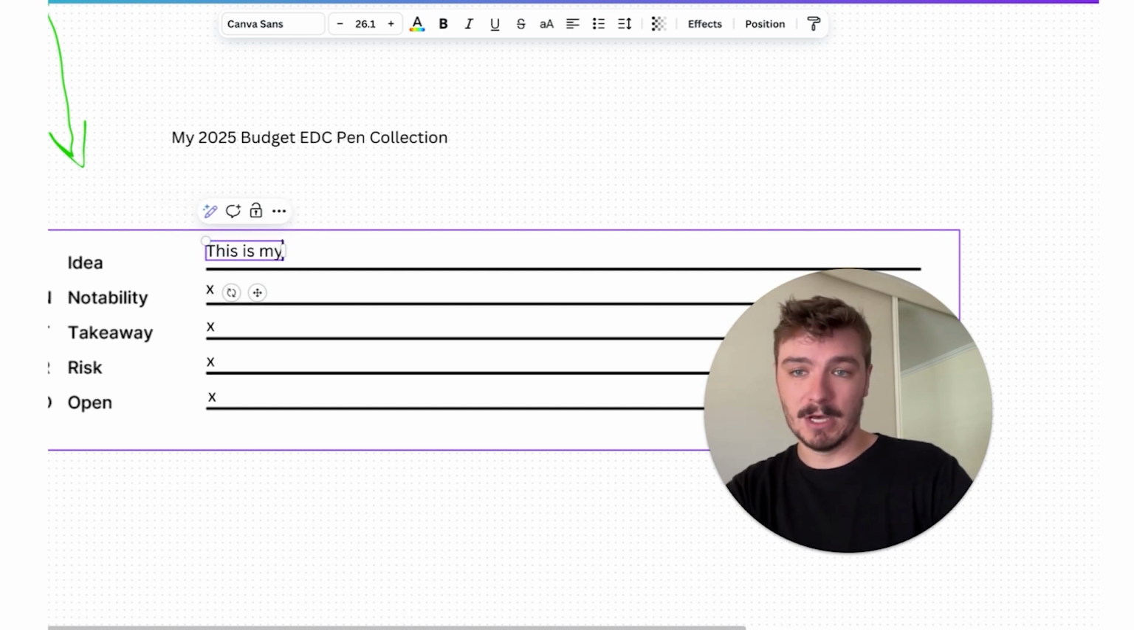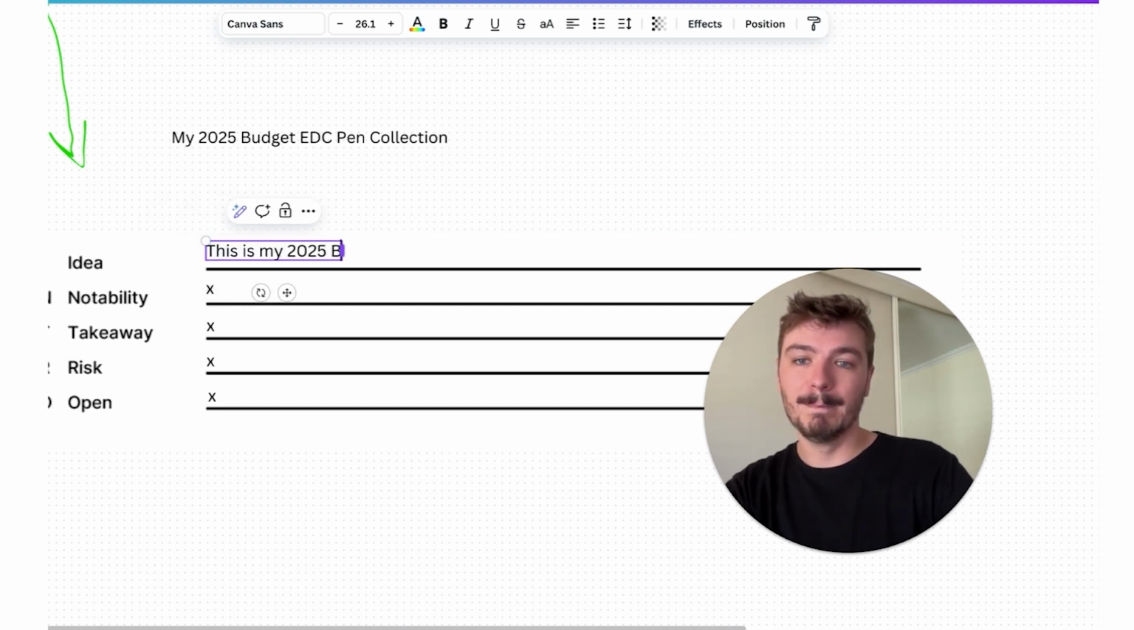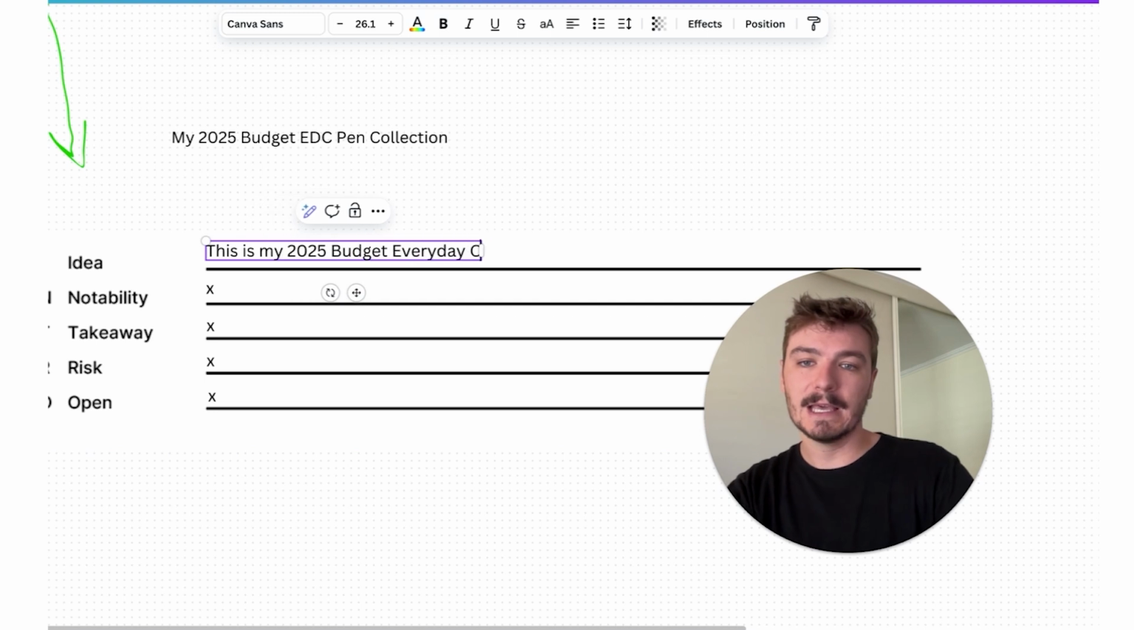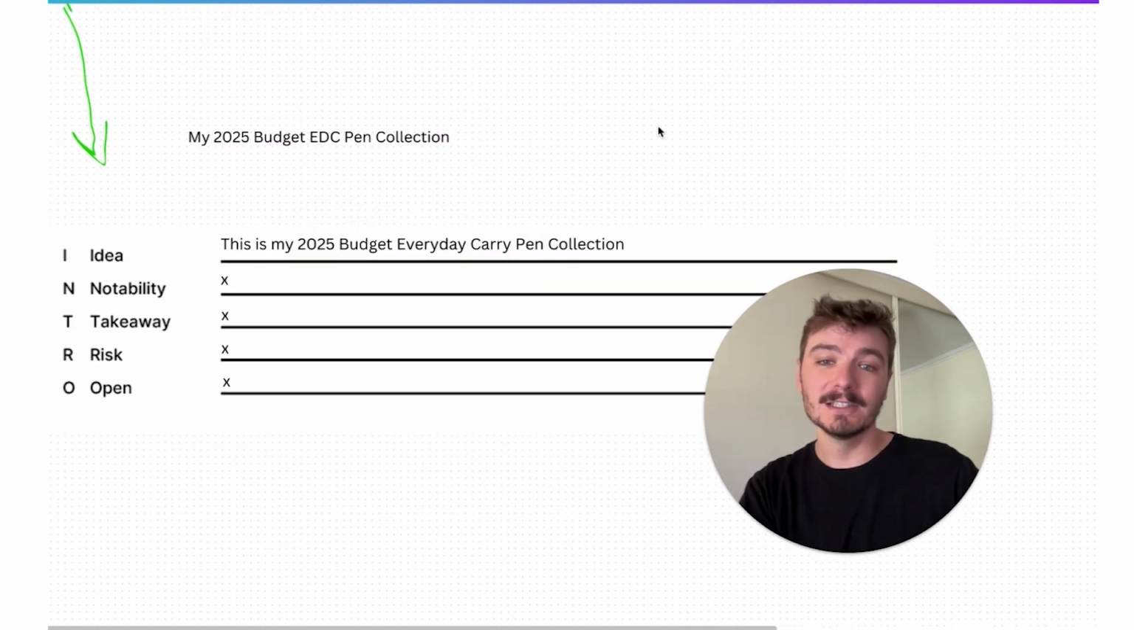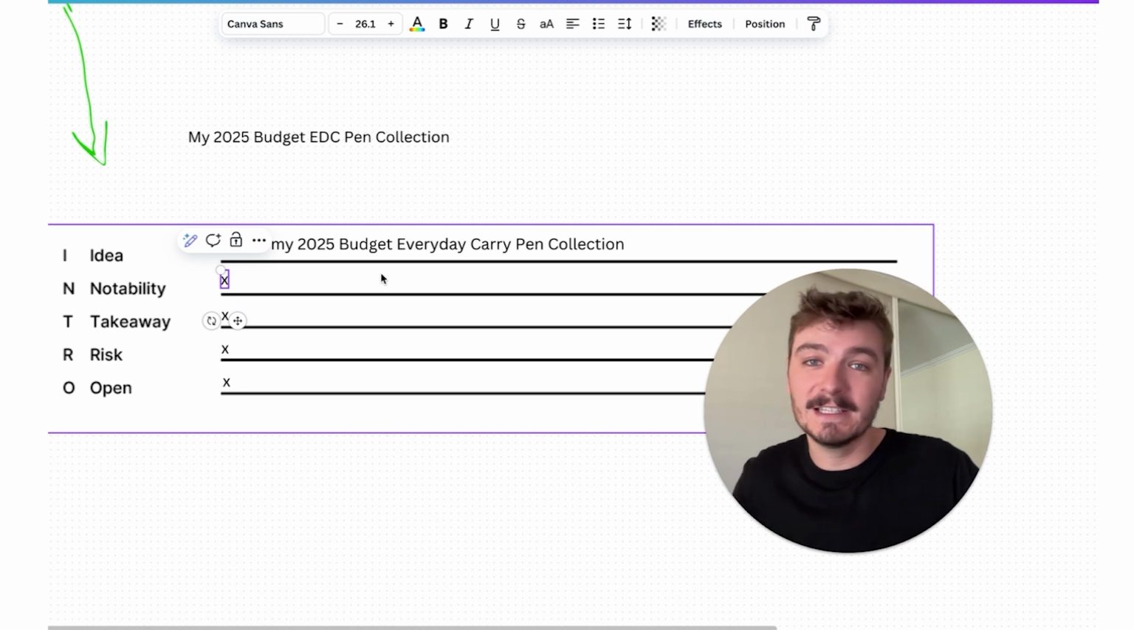This is my 2025 budget everyday carry pen collection. It's pretty much the exact same thing as the title. We're just reintroducing the idea and saying it again.